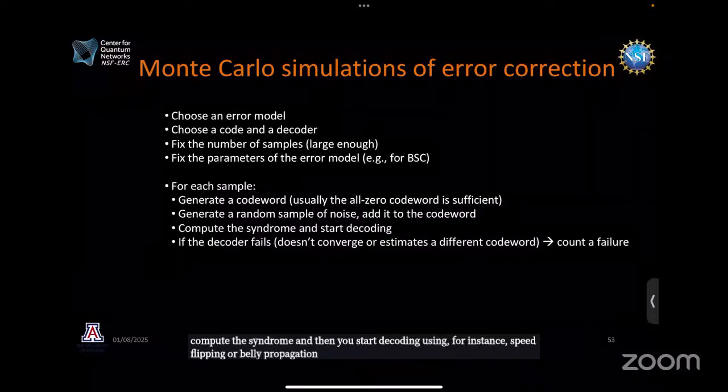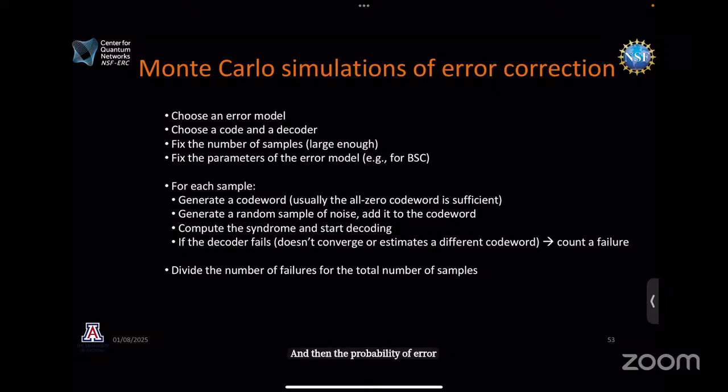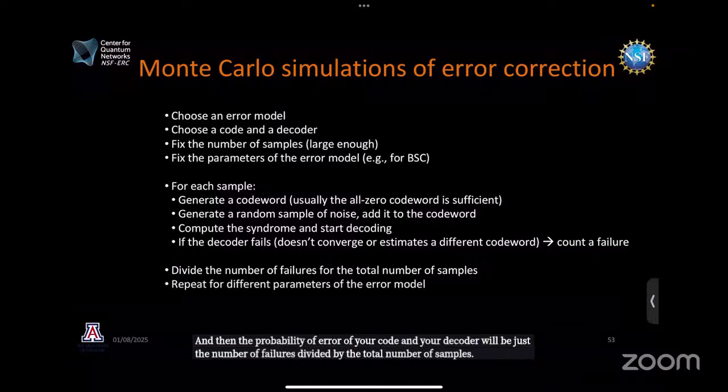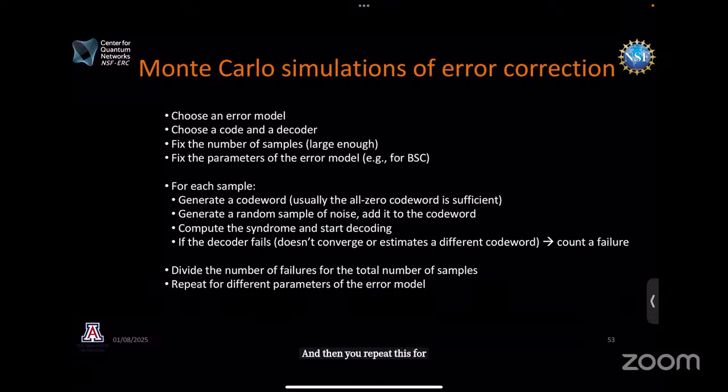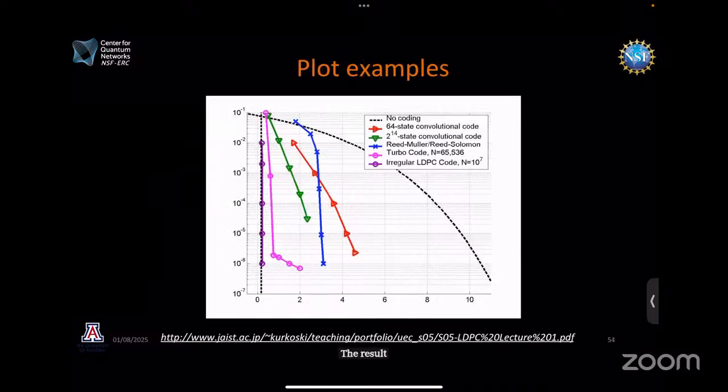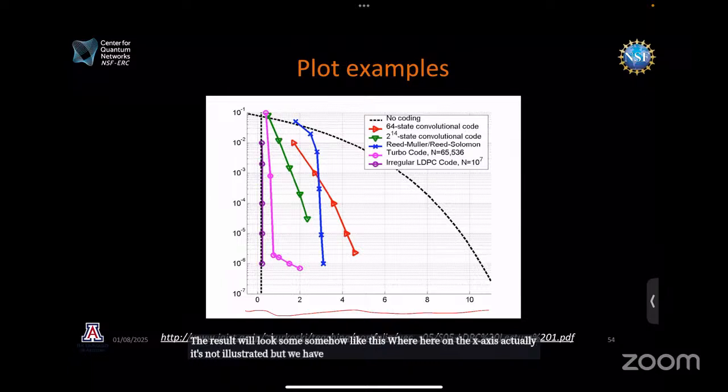If the decoder fails, you count a failure. And then the probability of error of your code and your decoder will be just the number of failures divided by the total number of samples. And then you repeat this for these different parameters of the error model, so for these different probabilities of error. The result will look somehow like this, where on the x-axis, it's not illustrated, but it is not the alpha parameter of the binary symmetric channel. It is some other channel, but it is not important.